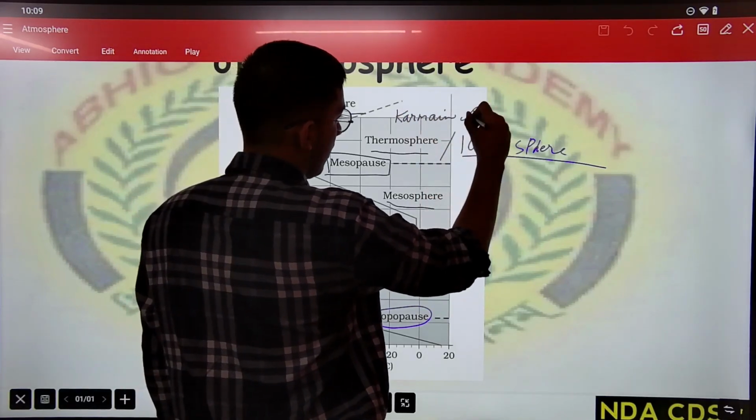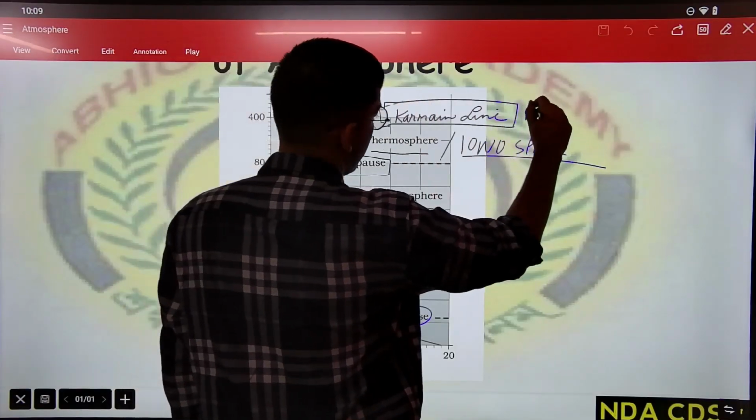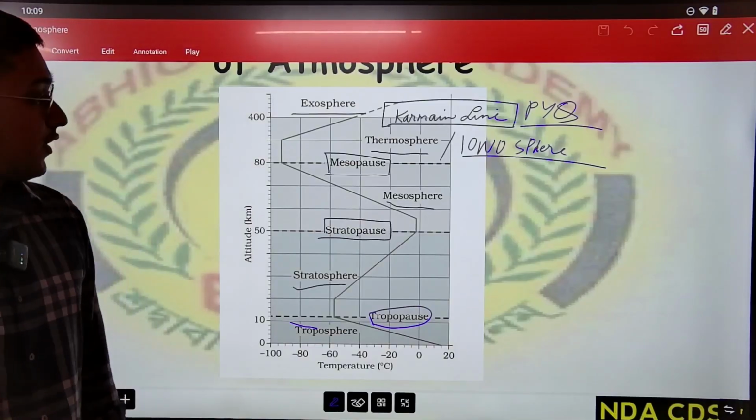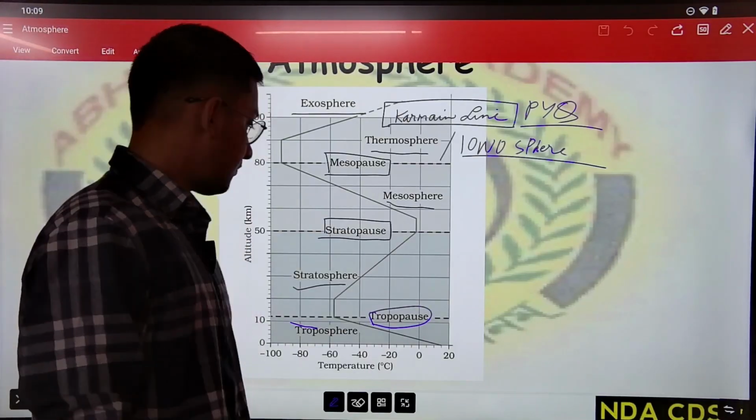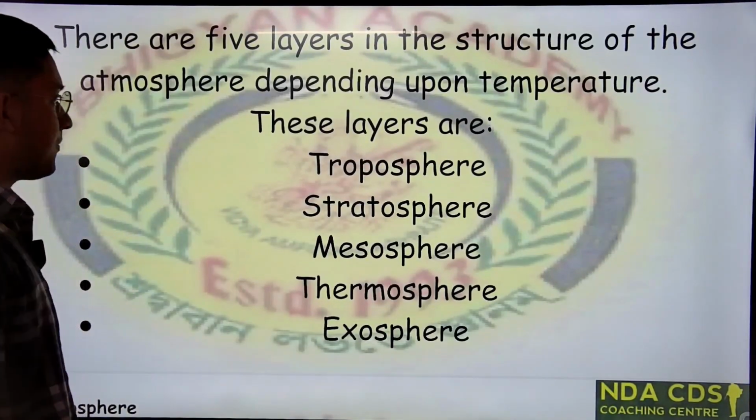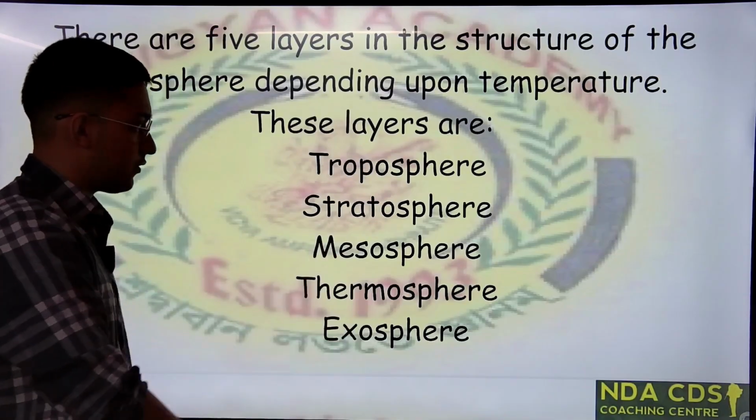Kármán Line. So this is a PYQ. It's been asked before, where is the Kármán line? So the Kármán line lies between the exosphere and thermosphere. Now we shall move ahead. So this is the order: troposphere, stratosphere, mesosphere, thermosphere, and exosphere.